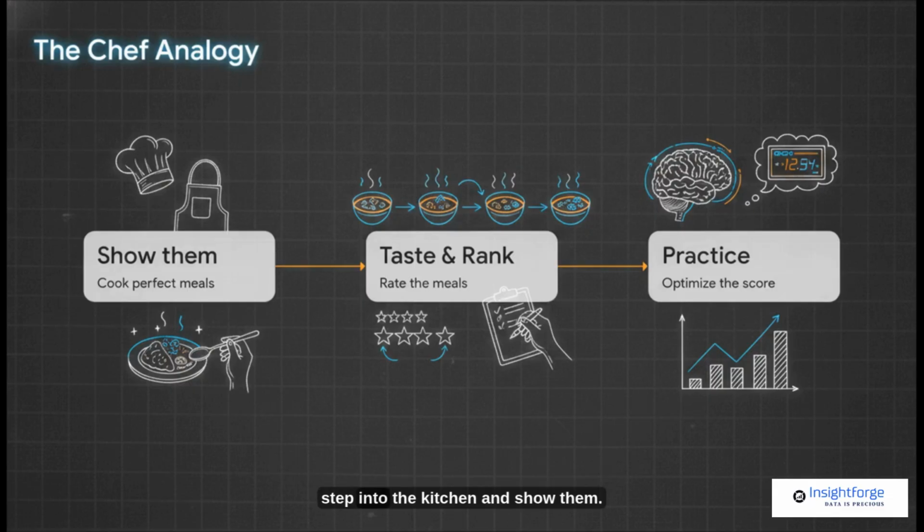Step 1, you step into the kitchen and show them. You cook a few perfect meals yourself so the chef learns what a nice dinner actually looks like. Step 2, taste and rank. You ask the chef to cook 5 different dinners, you taste all 5, and you rank them from best to worst. The chef takes meticulous notes on exactly what you prefer. And finally, Step 3, practice and perfect. The chef goes into the kitchen and practices thousands of meals, constantly scoring themselves against those notes from your taste test, optimizing their cooking to maximize their score. And boom, that is RLHF in a nutshell.